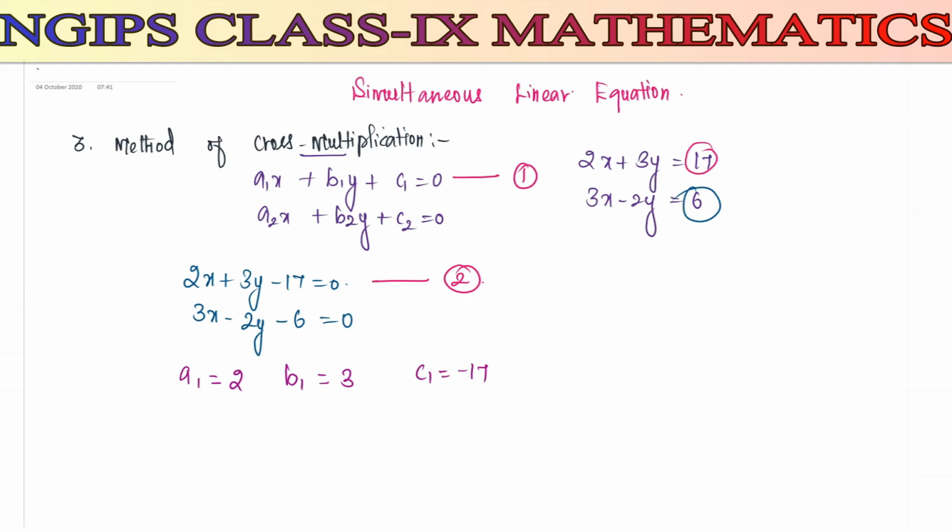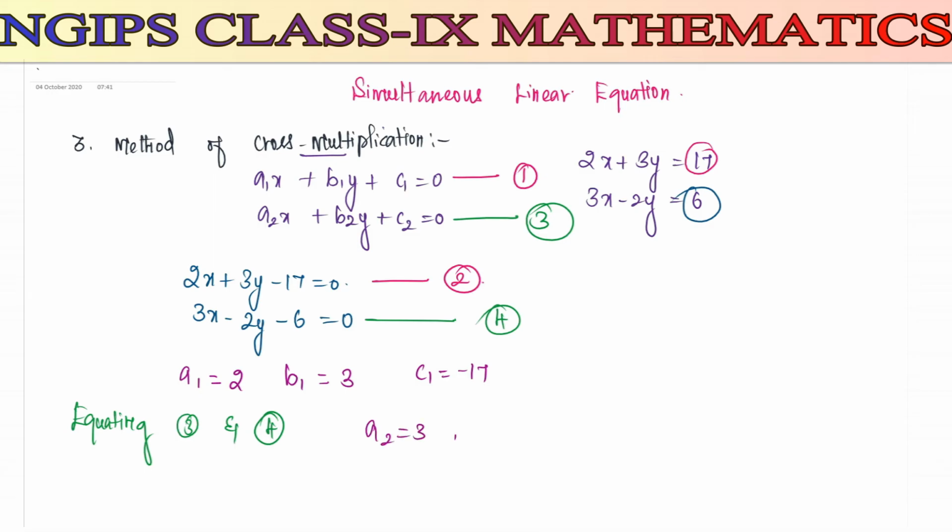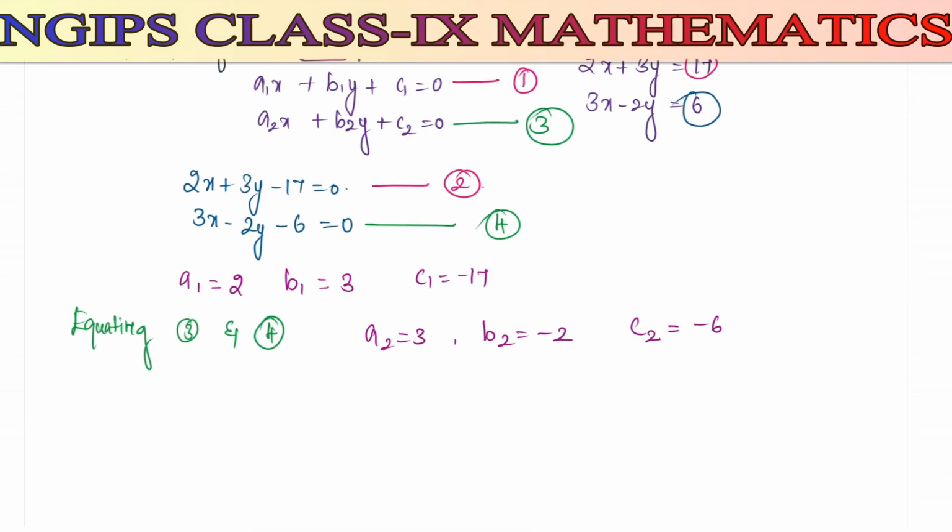Now I am going to consider the second expression. We have here the second expression, equation 3, and here also the second expression, equation 4. Equating 3 and 4, here we will get a2, the coefficient of x, is 3, the coefficient of y, b2, is minus 2, and the constant term c2 is equal to minus 6. Okay, this is the first step. We have to express the two given simultaneous equations as a1 b1 c1, a2 b2 c2. We have found these values.